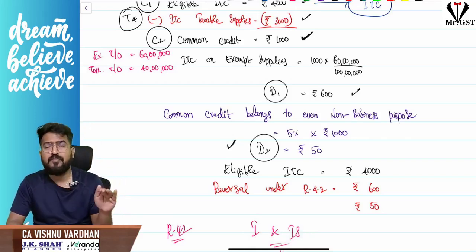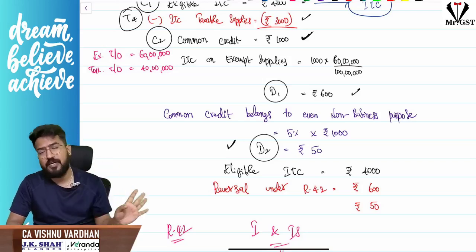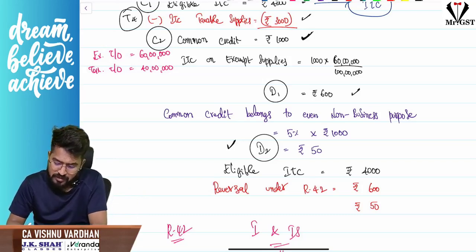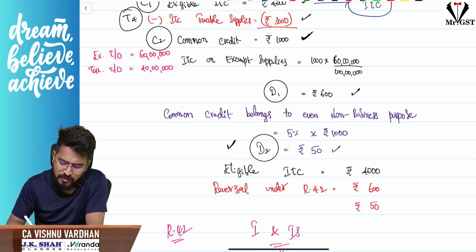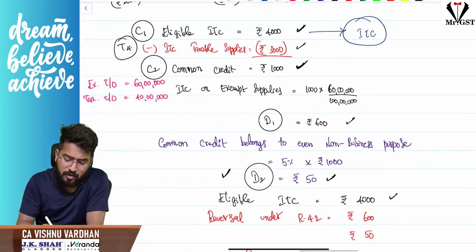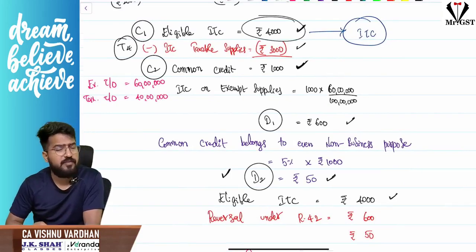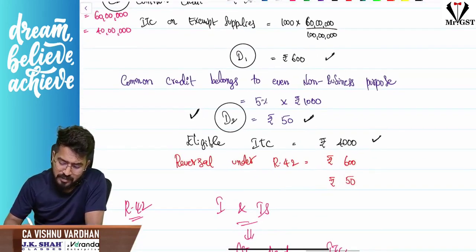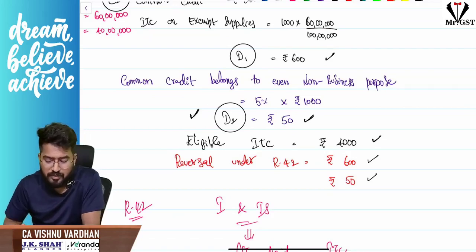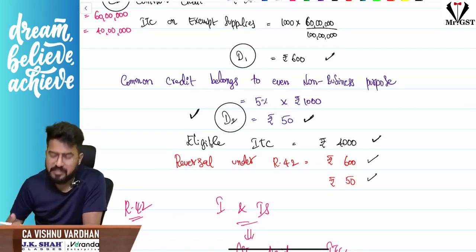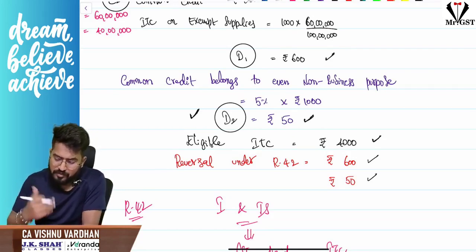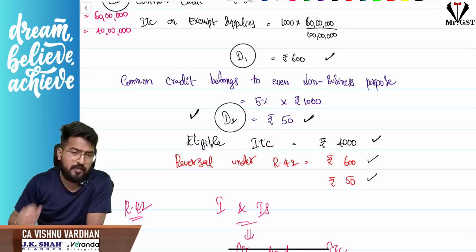So they are going with a flat assumption of 5% of common credit. So 5% of common credit 1000 rupees is how much? 50 rupees will be the reversal. So total eligible ITC is 4000, as we have seen. Here, how much amount will we take to e-credit ledger? 4000 we will take. How much should we reverse from that? D1 and D2. We should reverse 650 rupees. So eligible ITC is 4000, and if you reverse 650, the balance amount will be 3350. 3350 will be the ITC available for you to set off.